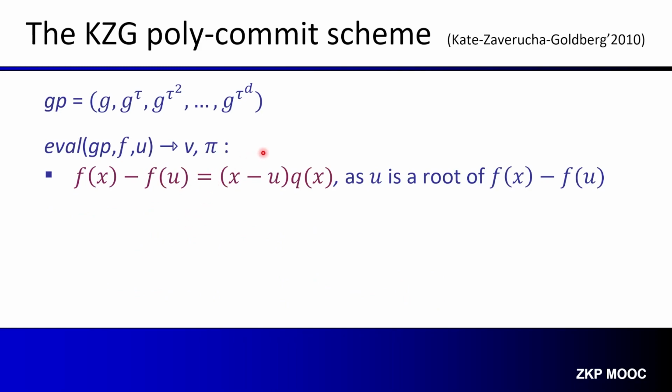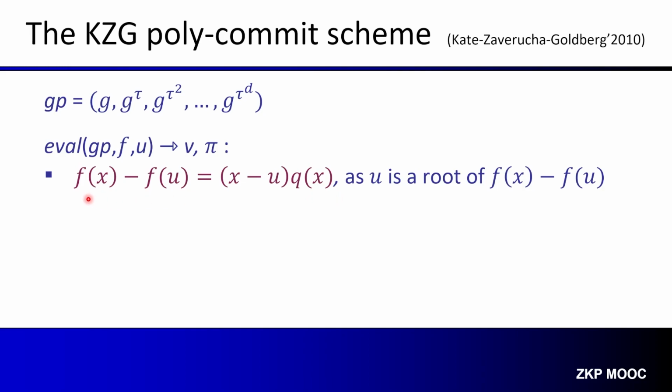So after that, let's see how we can generate a proof for the evaluation of this polynomial f at the point u. The most important key idea of this KZG polynomial commitment is based on this polynomial equation, where for any polynomial f, f(x) minus f(u) can always be expressed as the product of two polynomials: x minus u times another polynomial q(x), where the degree of q(x) is d minus 1.